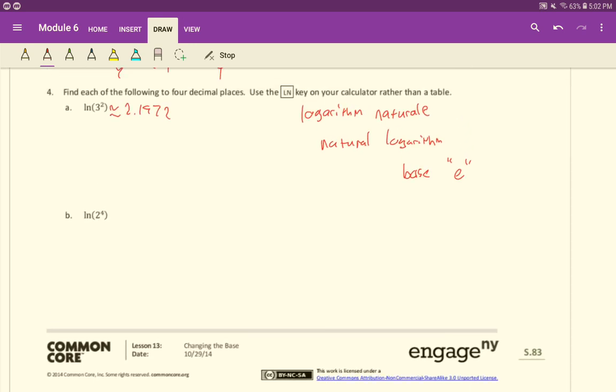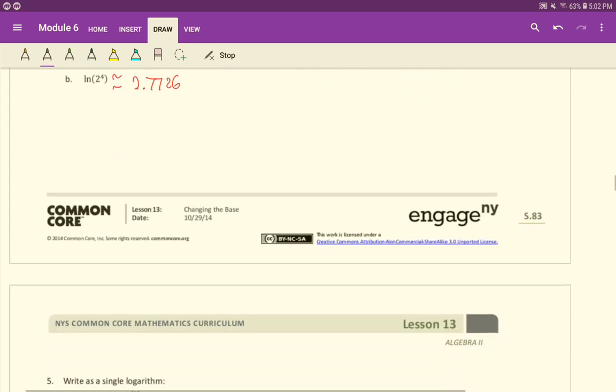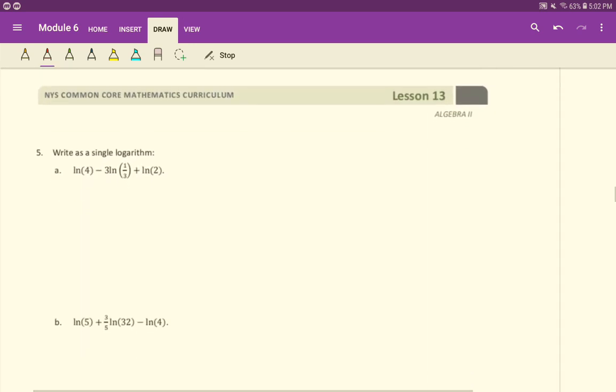All right. Hopefully you went ahead and tried that. The natural log of 2 to the 4th, you should have gotten to be approximately 2.7726. We can use the same properties for natural logarithms as we can for log base 10.